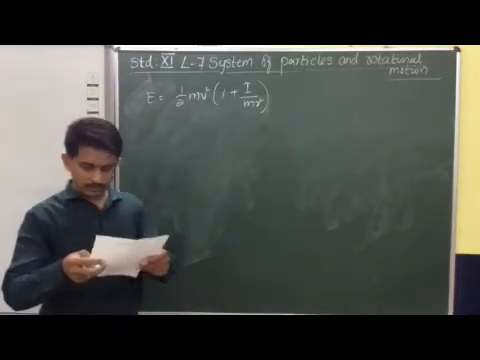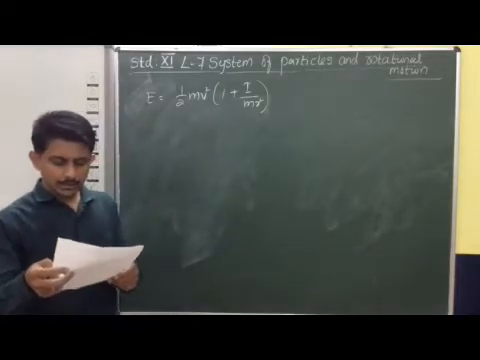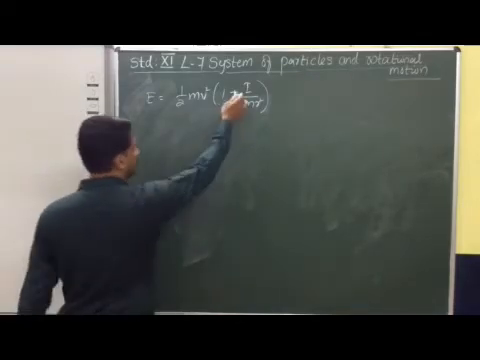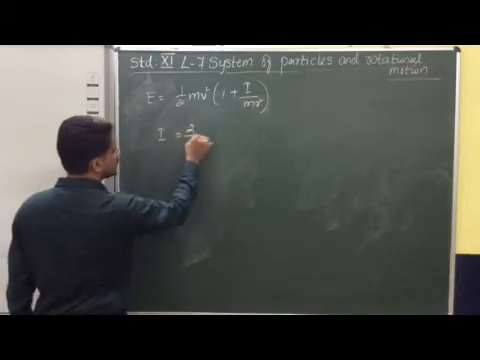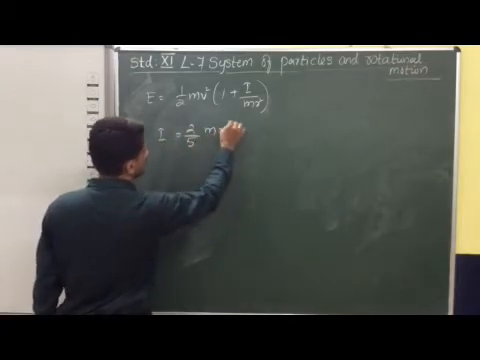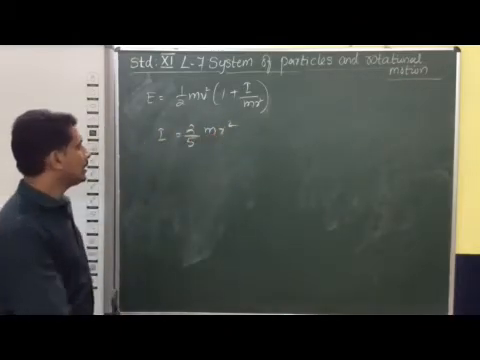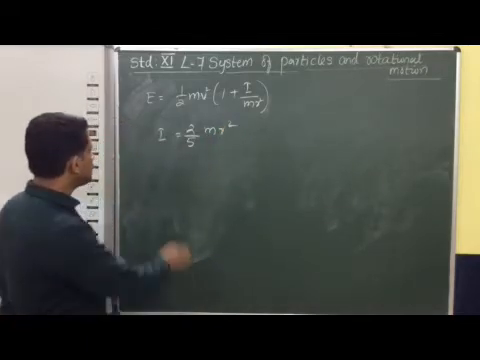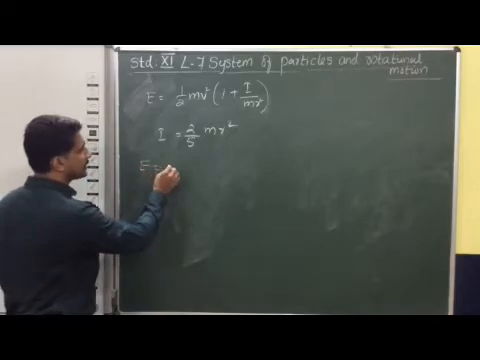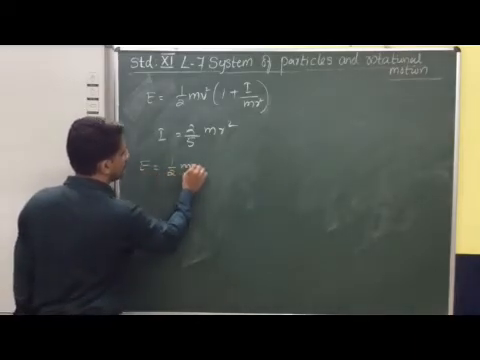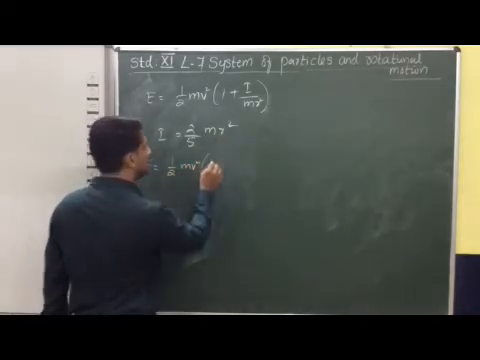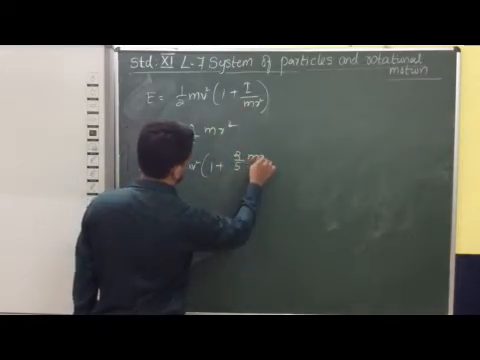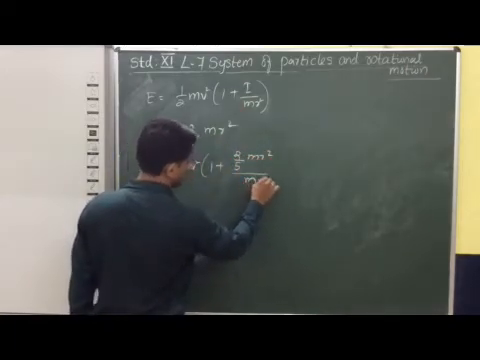In the first case we find the kinetic energy of a solid sphere. For a solid sphere, the moment of inertia I is given as 2 by 5 M R square. So we can find the total kinetic energy as half M v square into 1 plus 2 by 5 M R square divided by M R square.